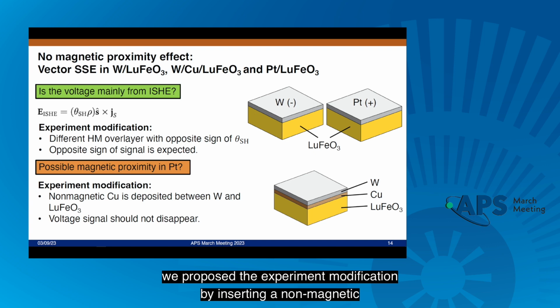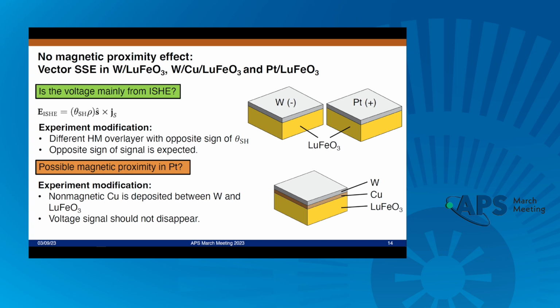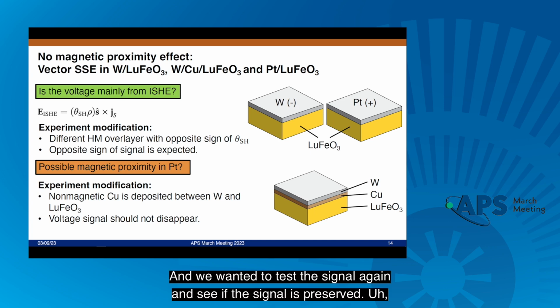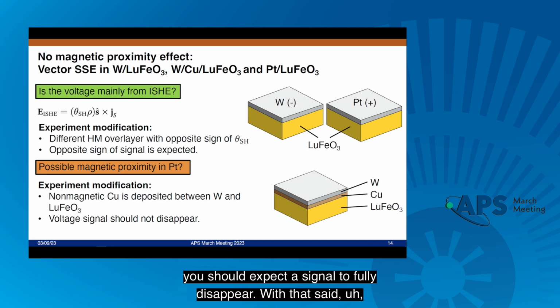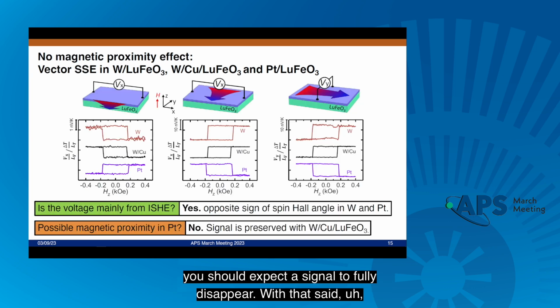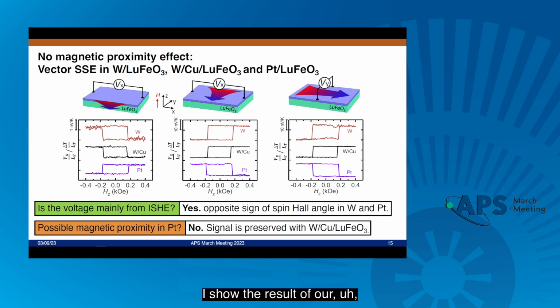And we proposed an experiment modification by inserting a non-magnetic copper layer between the tungsten and lutetium ferrite. We wanted to test the signal again and see if the signal is preserved. If the signal is mainly contributed by the anomalous Nernst effect, you should expect the signal to fully disappear. With that said, I'll show the results of our modification measurements.